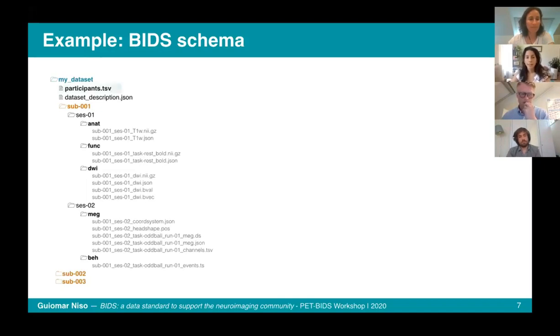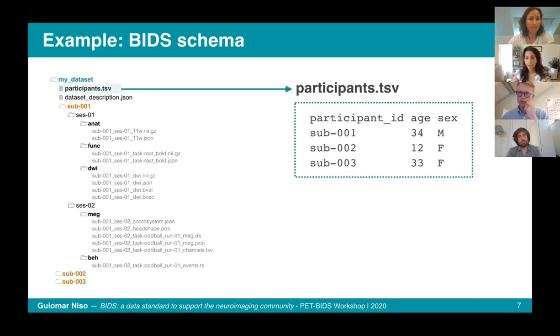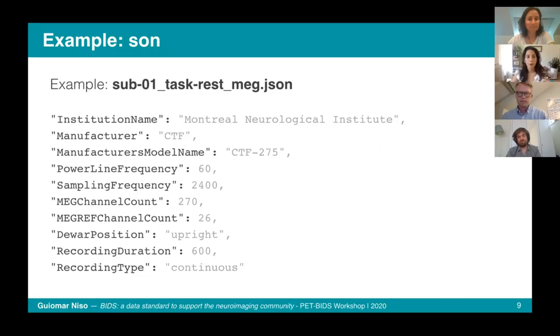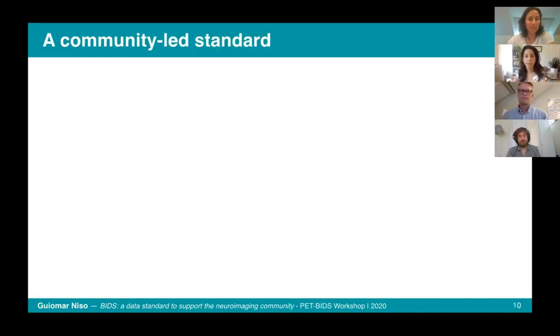A TSV is just a very simple text file of tab-separated values with some keywords and some data. It's really simple, so it's very easy to specify your metadata there. Also, you have JSON files that are just pairs of keywords with values. And yeah, it's something that is very easily adopted. So there you will have your metadata, your sampling frequency, and all the specifications you need for your recorded data.